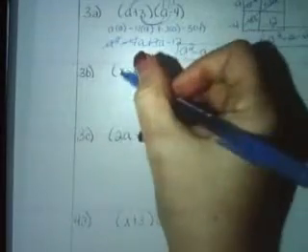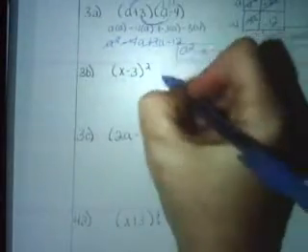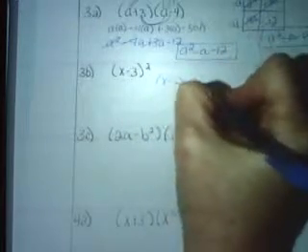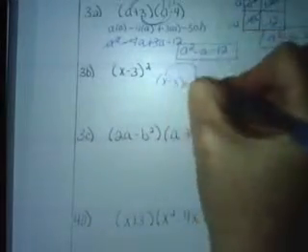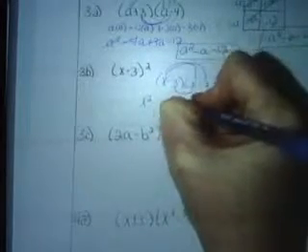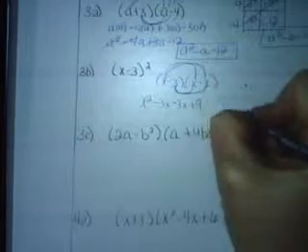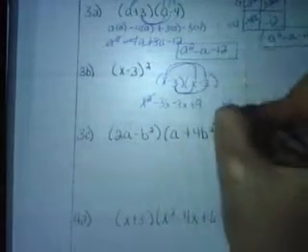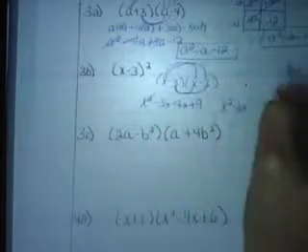3b, I'm still multiplying, but what am I multiplying? Well, it says x minus 3 squared, so that's going to break down to be x minus 3 times x minus 3. Again, just distribute. X times x is x squared. X times negative 3 is negative 3x. Negative 3 times x is negative 3x. Negative 3 times negative 3 gives me positive 9. Combining like terms, I have x squared minus 6x plus 9.